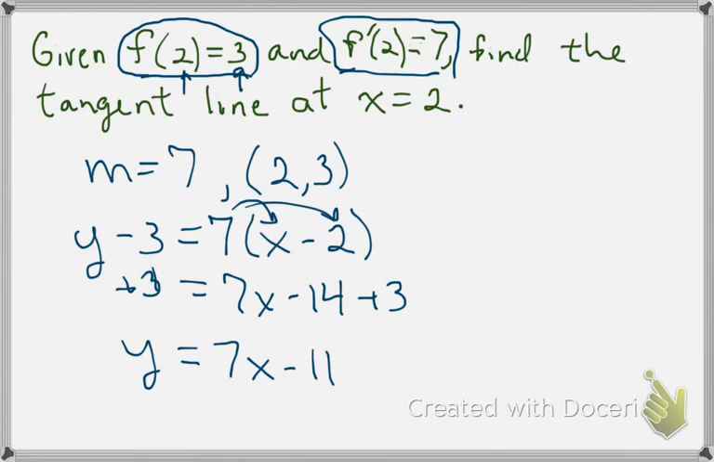So again, all you need to find the tangent line is the value of the derivative, because that's your slope, and then the point that the tangent line is passing through.